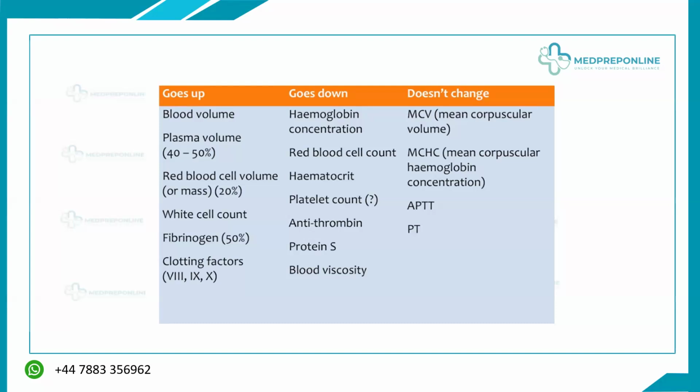Clotting factors are increased, especially factors 8, 9, and 10, right? Now, let's go to what doesn't change: the mean corpuscular volume and the mean corpuscular hemoglobin concentration.